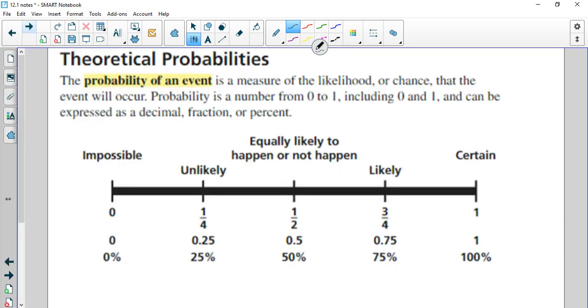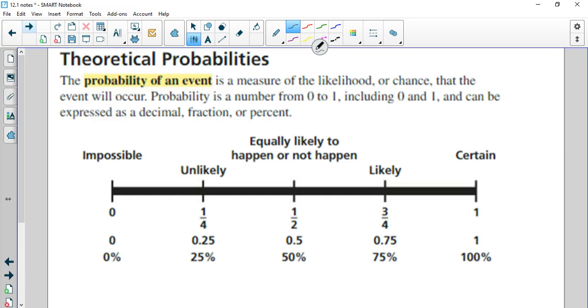All right, now we have theoretical probabilities. So the probability of an event, the chance it will happen, the likelihood that it will occur, you have between 0 and 1, including 0 and 1. Okay? And you can do that as a decimal, fraction, or percent. So if there's no chance of it happening, like today is, let's say, Thursday, what's the chance of tomorrow being Monday? There's no chance. Tomorrow's going to be Friday. So there's a 0 or a 0% chance.